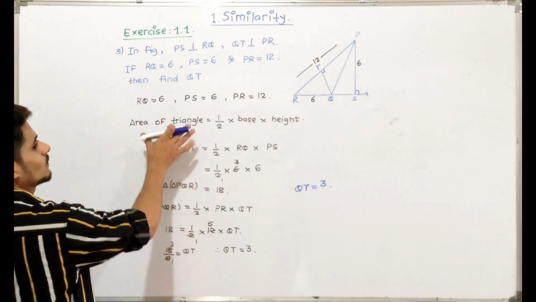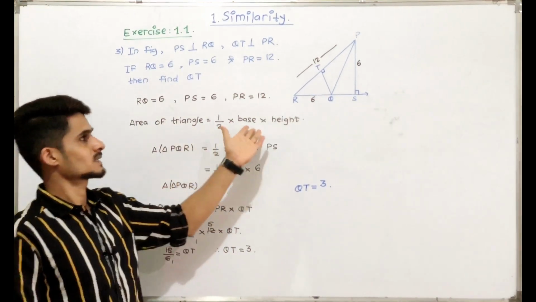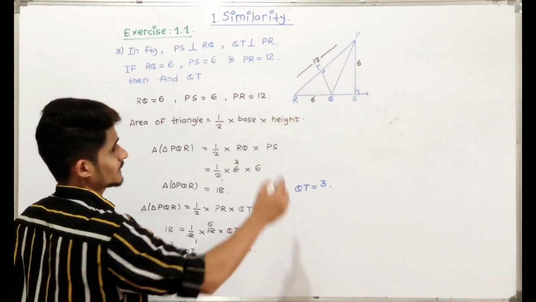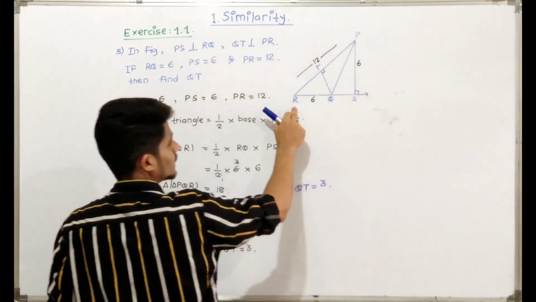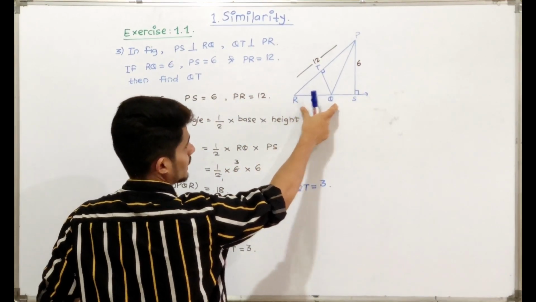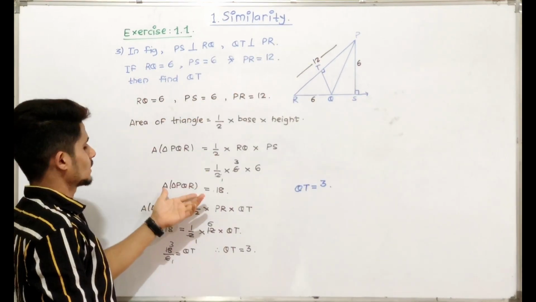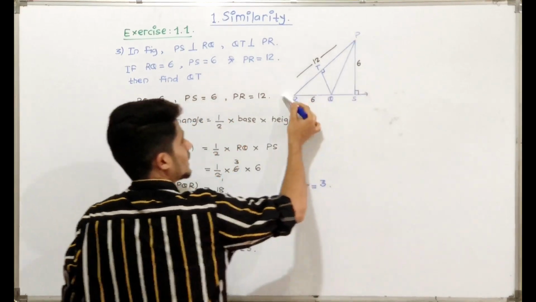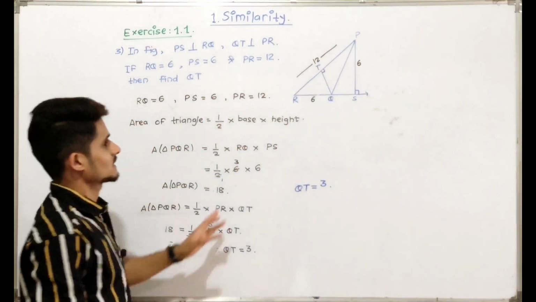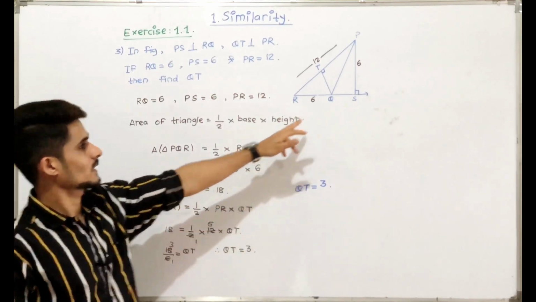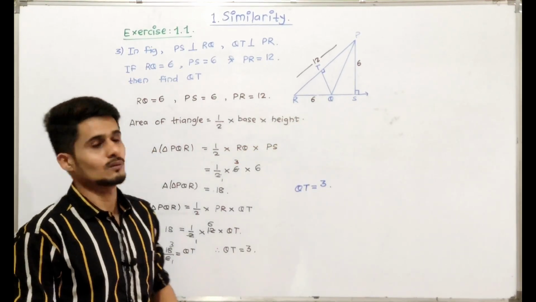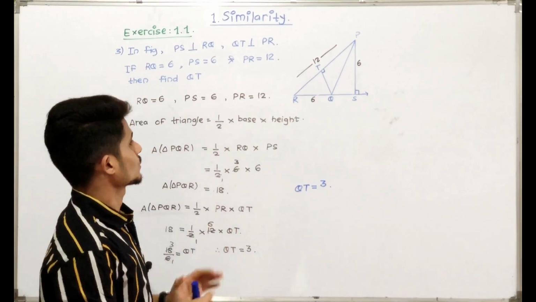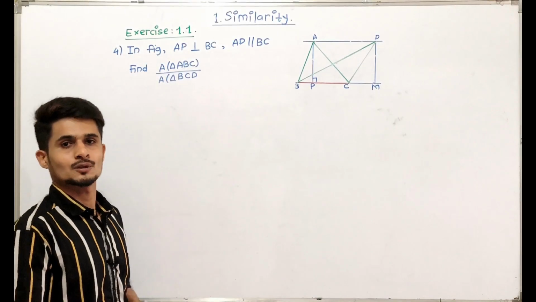We just have to use the formula of area of triangle, half into base into height, and take two triangles: in the first, triangle PQR, take base as QR and height as PS. Find the area of triangle PQR, and after that take base as PR and height as QT, substitute the value of the area, and find the value of QT. So this was question number 3. Similarly, we'll solve question number 4. Now let's see question number 4.